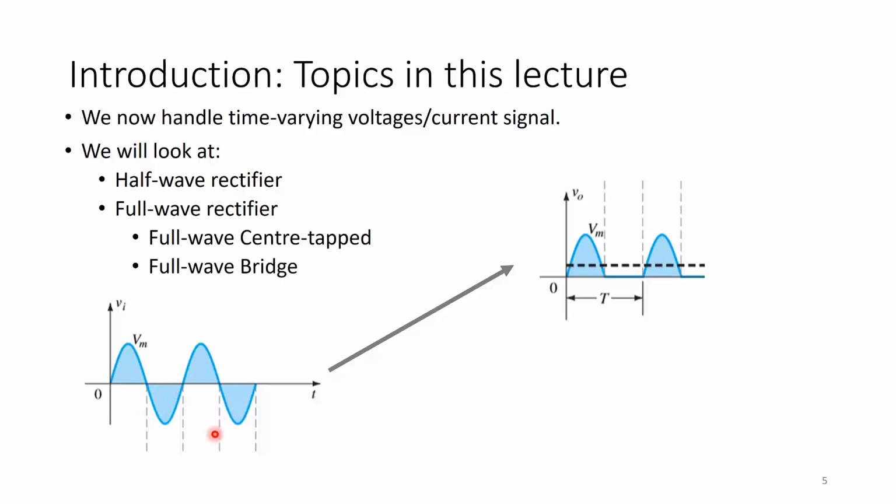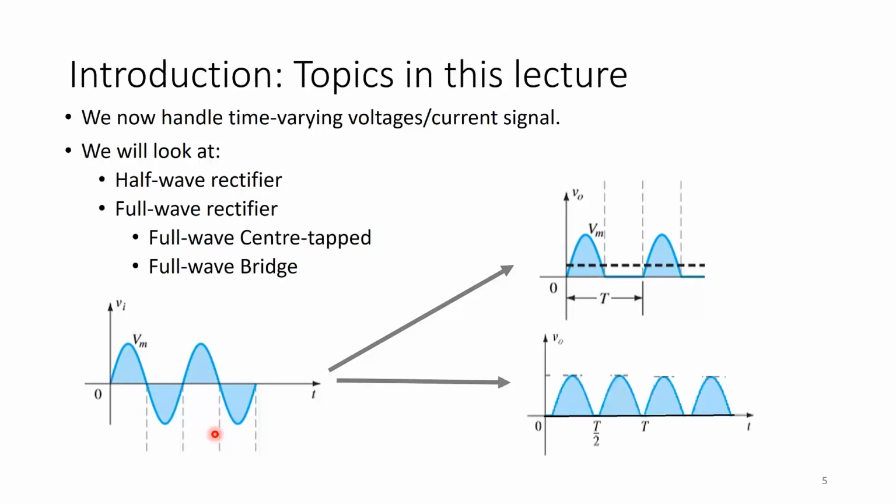But if it is a full-wave rectifier, it simply means that each part is kept in a single direction, but it's not omitted. Instead, it is reflected. It is all made into one direction without omitting any part of the signal. For the full-wave rectifier, we will study two architectures: one is the center-tapped transformer, and the other one is the bridge rectifier.